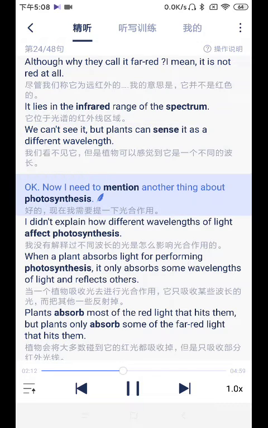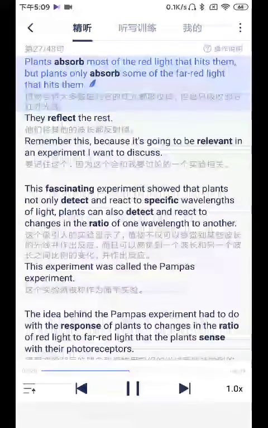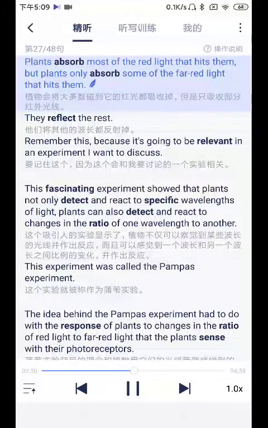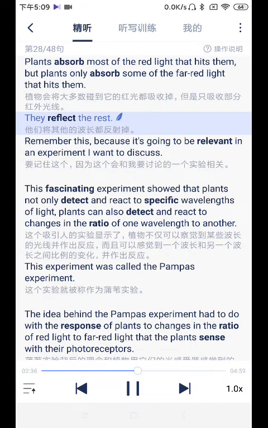Okay, now I need to mention another thing about photosynthesis. I didn't explain how different wavelengths of light affect photosynthesis. When a plant absorbs light for performing photosynthesis, it only absorbs some wavelengths of light and reflects others. Plants absorb most of the red light that hits them, but plants only absorb some of the far red light that hits them. They reflect the rest. Remember this, because it's going to be relevant in an experiment I want to discuss.